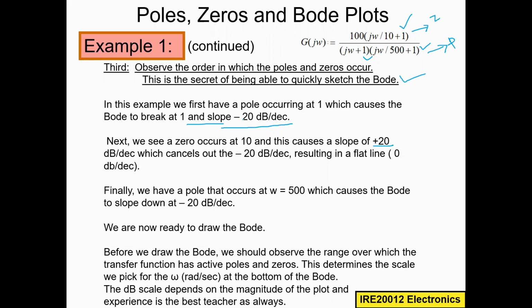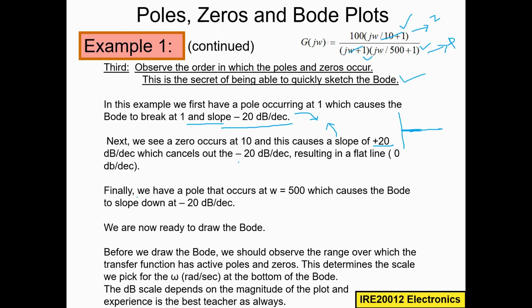So this causes a slope of plus 20 dB per decade. Then both will get cancelled, right? Minus 20 dB and plus 20 dB. So the result is a flat line in the graph. Because the pole is causing minus 20 dB and the zero is causing plus 20 dB, both will get cancelled, and then we will have a 0 dB line.